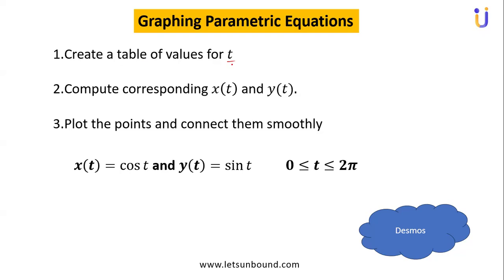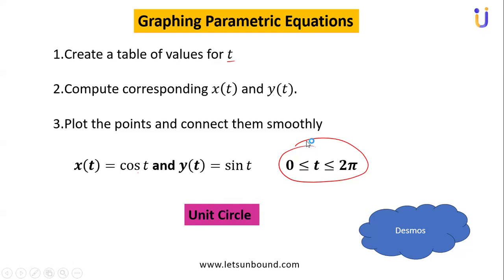Now, graphing parametric equations is very simple, the same as the x and y form. Create a table of values of t, which is the parameter. Sometimes theta will also be there. Compute the corresponding x of t and y of t. Plot the points and connect them smoothly. Simple, but it means the same Cartesian graph, where in terms of t we have to work a little more. For example, if your x of t is cos t and y of t is sin t, and you plot it from 0 to 2 pi, you will get a unit circle, right? I hope you can recall the algebra, like how we define the trigonometric functions. So you will get a unit circle.